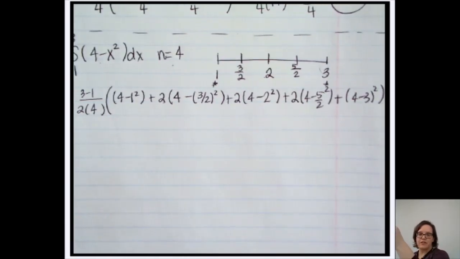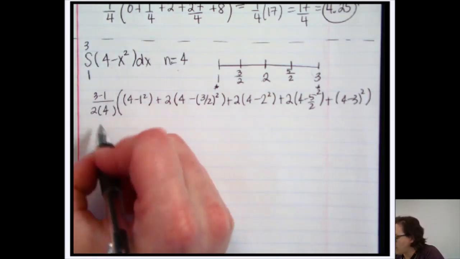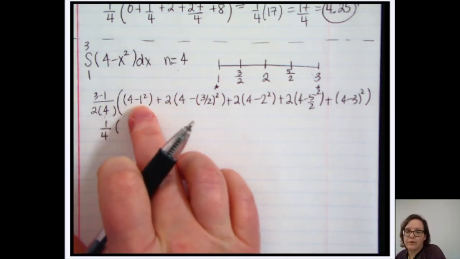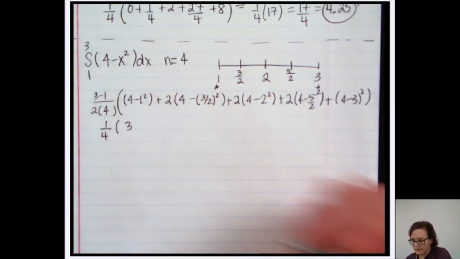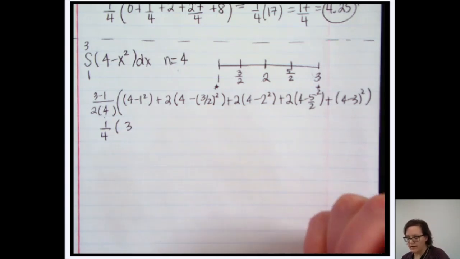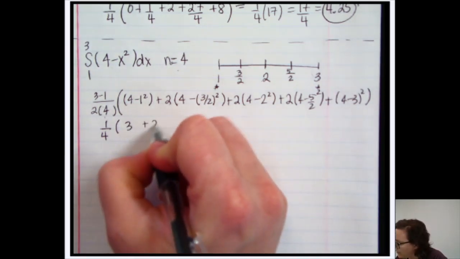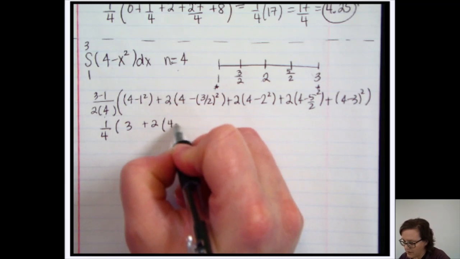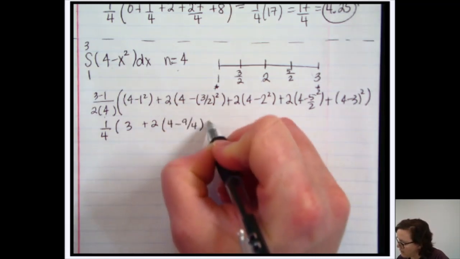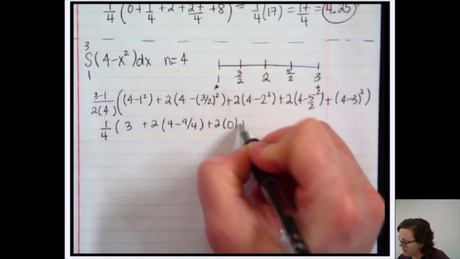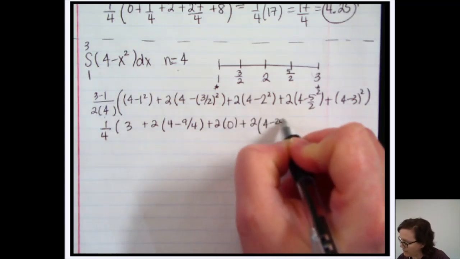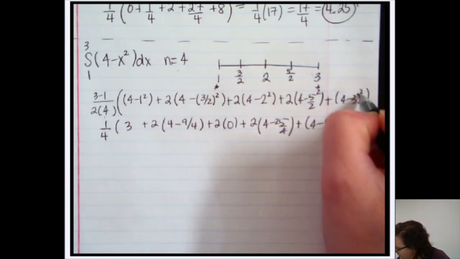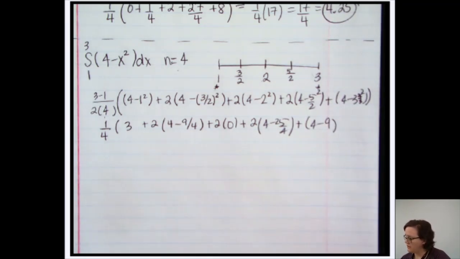And now it's just a simplification game. 3 minus 1 is 2. 2 over 8 is 1/4. Okay. 4 minus 1 squared would be 3. Okay. Make sure I'm moving along right here. Okay. Plus 2 times 4 minus 9/4. Okay. Plus 2 times 0. Plus 2 times 4 minus 25/4, plus 4 minus 9. And I have that squared in the wrong place. Sorry.